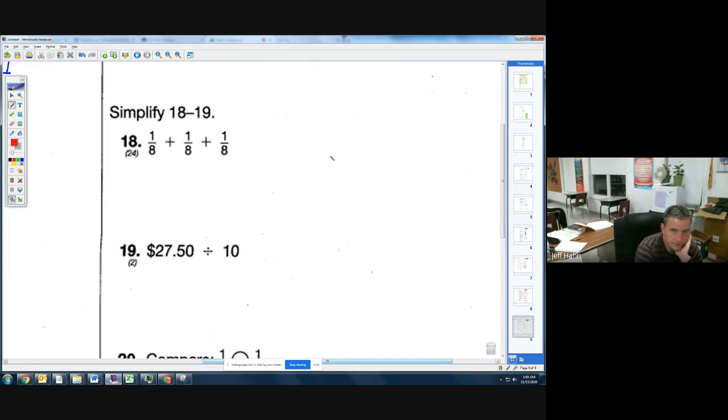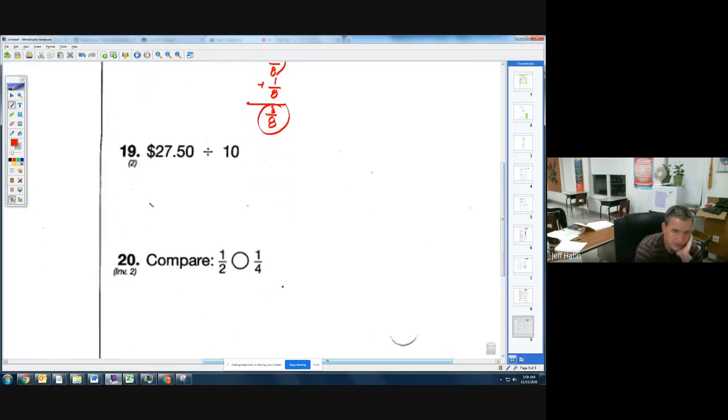Problem number 18. 1/8 plus 1/8 plus 1/8 still gives you 8ths. If you add the tops together, 1 plus 1 plus 1 is 3/8, boys and girls. 3/8.